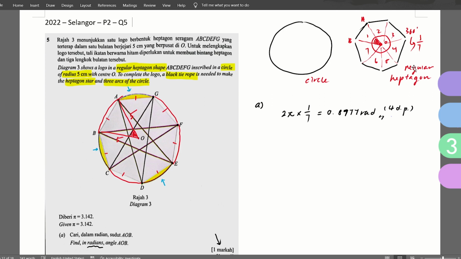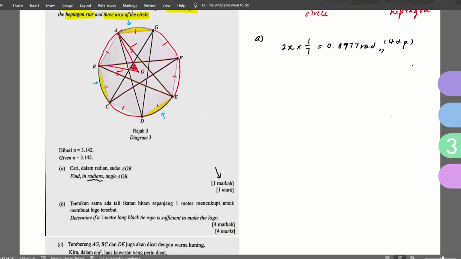Alright, so let's go to part B, and let's go back to step 2. The problem here is, in order to make this logo, they're asking us whether 1 meter of this rope is sufficient. So this means that we need to find the length of the black rope.